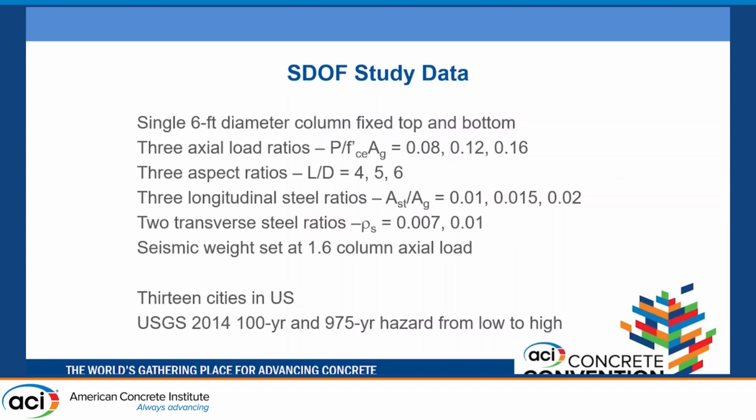We looked at 13 cities across the U.S., and we used the 2014 100-year and 1,000-year hazard from USGS, even though, at the time, and even right now, we're still using older USGS formally in the AASHTO documents, but we knew we were moving to more current. And so in those risk-targeted motions that I mentioned earlier, those are now based on the 2018 USGS hazards. But that's coming in the future, not here today.